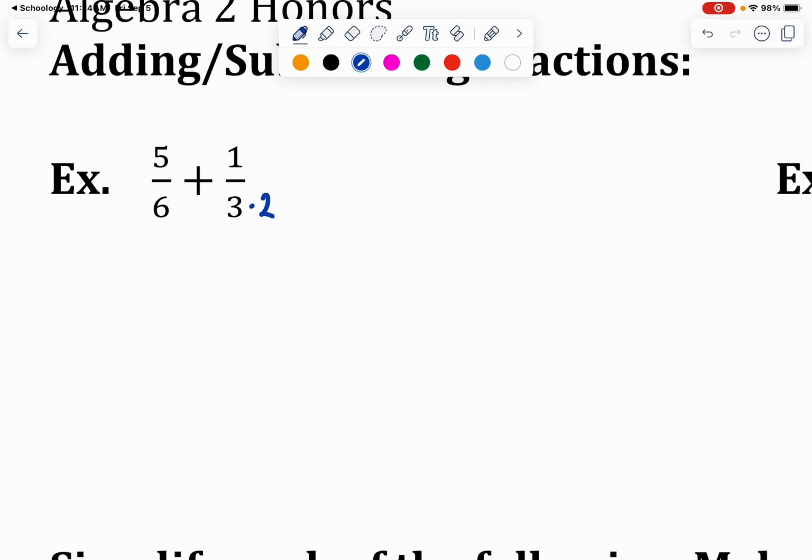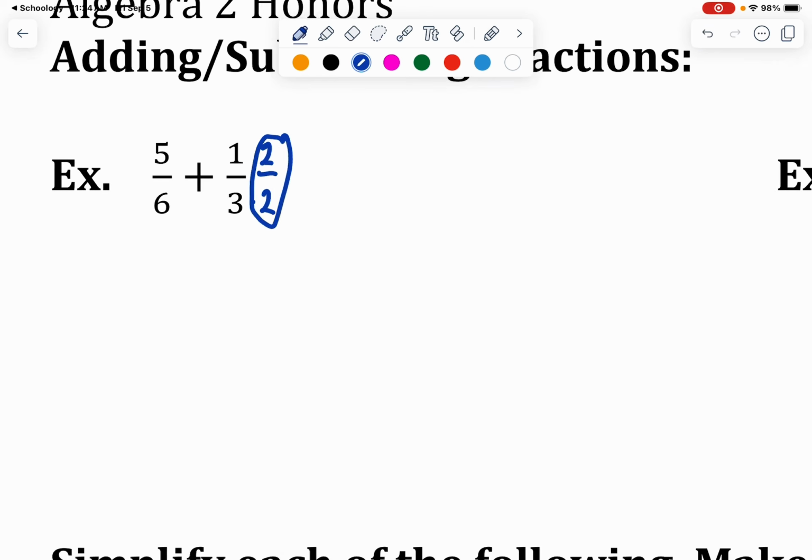So I can't just multiply the denominator by 2. That changes the value. But I could also multiply the numerator by 2, and 2 over 2 is 1, so I'm not actually changing the value by multiplying this by 1.